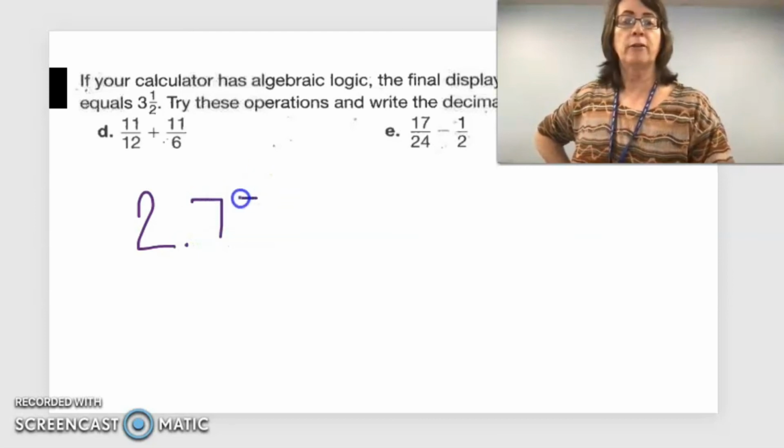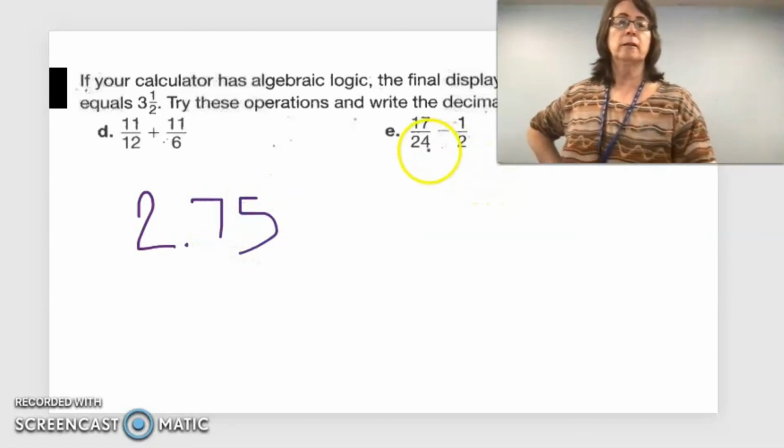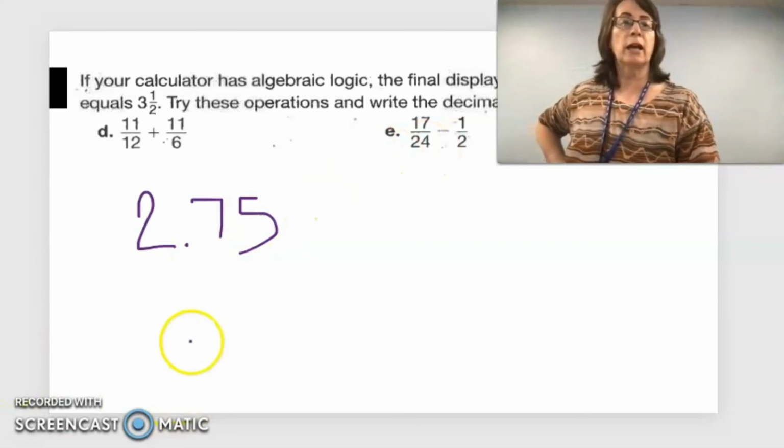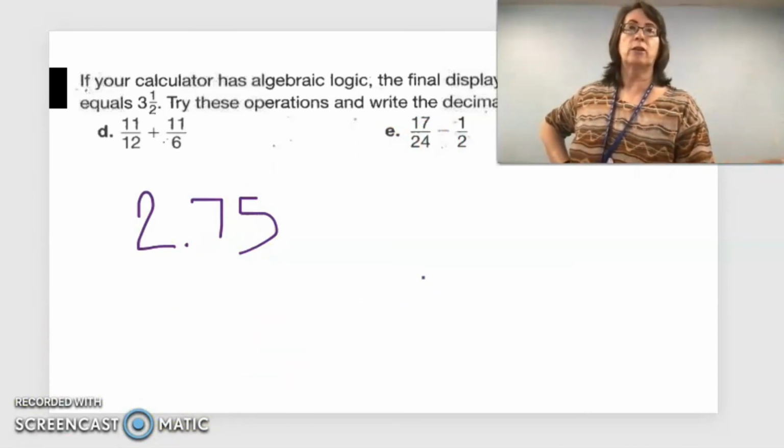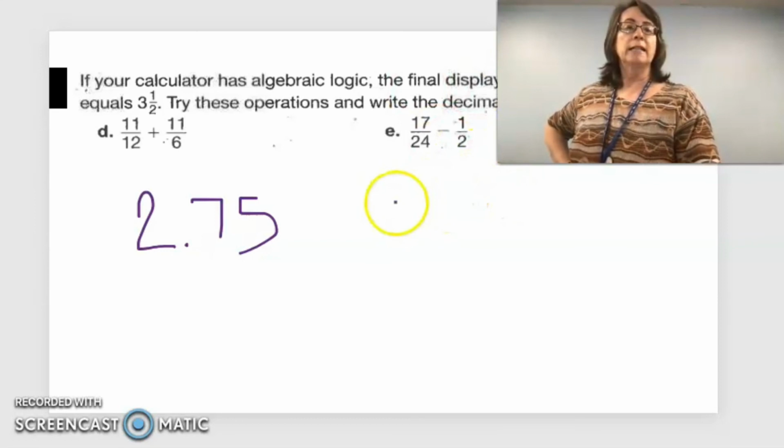Okay, so now we've got to do the last one here. Now, these are not our practices yet. This is just showing you what you're going to end up doing. And, of course, when you're doing this on your homework, you're going to have to do it with a calculator, aren't you?